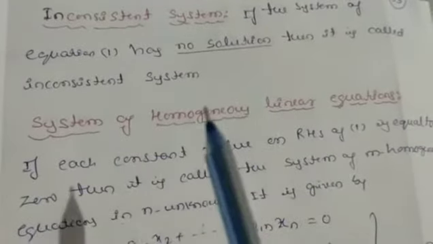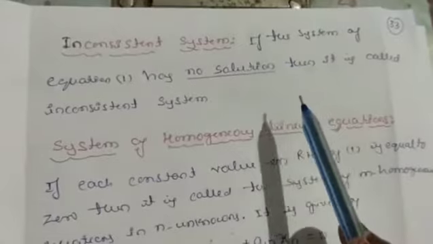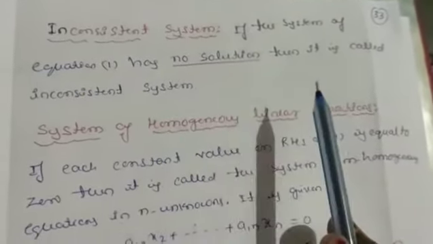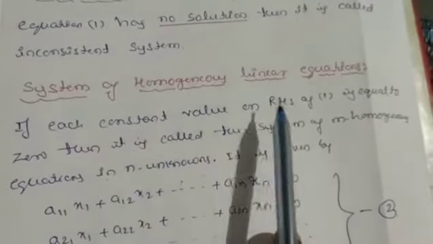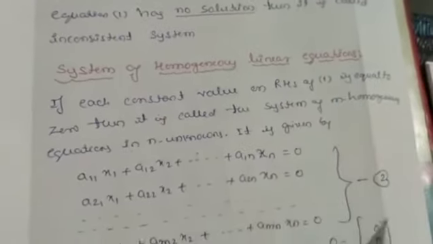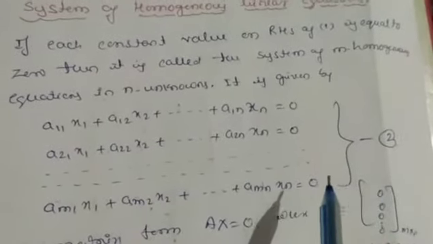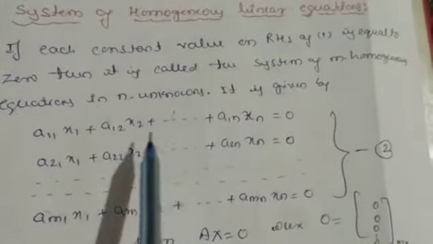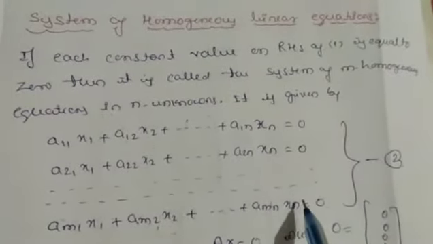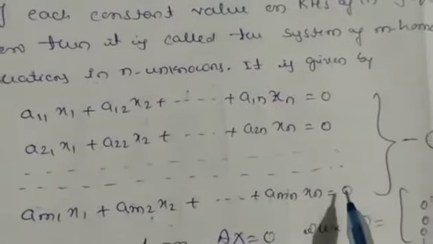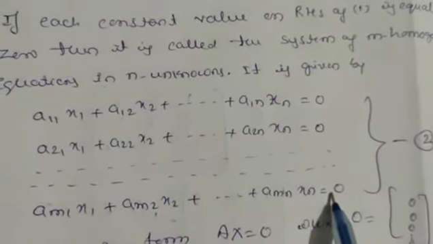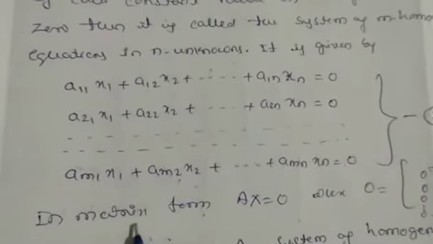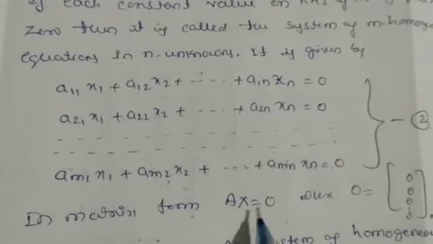Next is inconsistent system. If the system of equations has no solution, then it is called an inconsistent system. Next comes the system of homogeneous linear equations. In the system of equations, if all the RHS are equal to 0, then we can say it is a homogeneous system. If you write this in matrix form, it becomes Ax equals O.